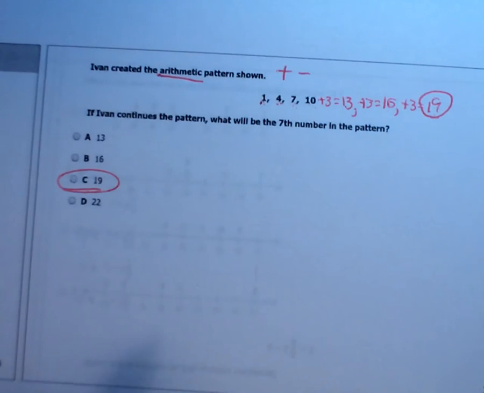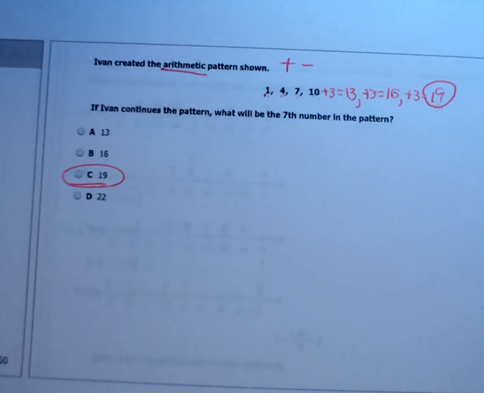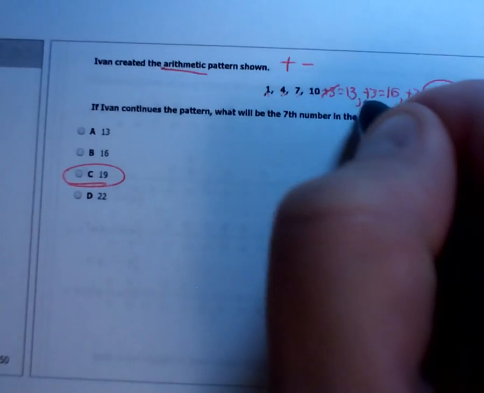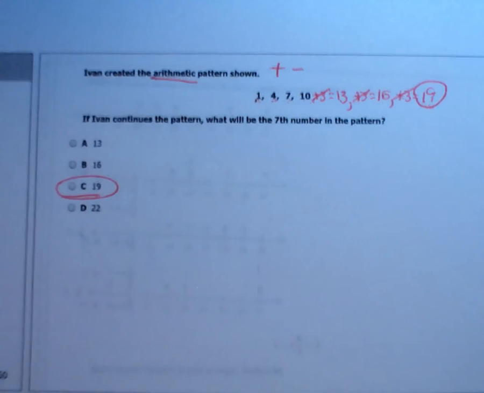19. That's it. Just be careful with it. Make sure you're doing it right. If you don't want to have the plus 3s because it confuses you, you can just mark them out if you need to. So you know not to count those towards your 7, obviously. It's the 13, 16, and 19. All right.